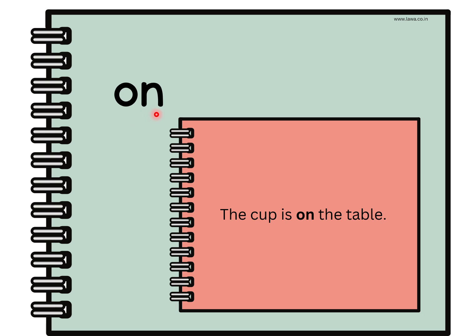On. For n, we can say na or we can also say n. The cup is on the table.